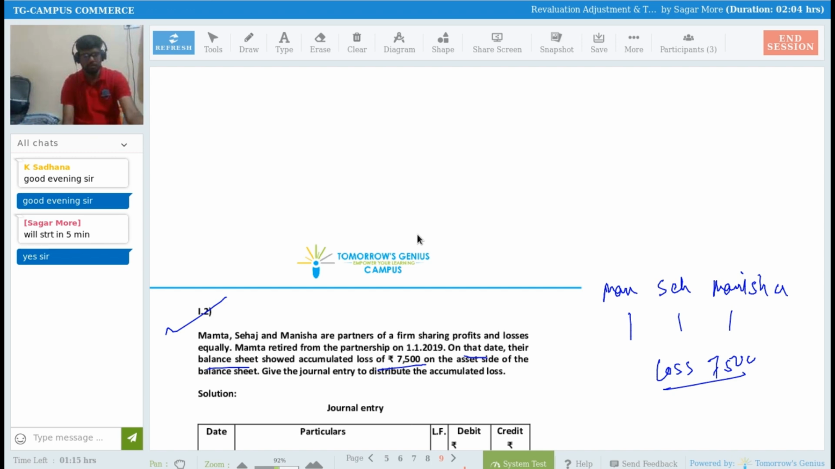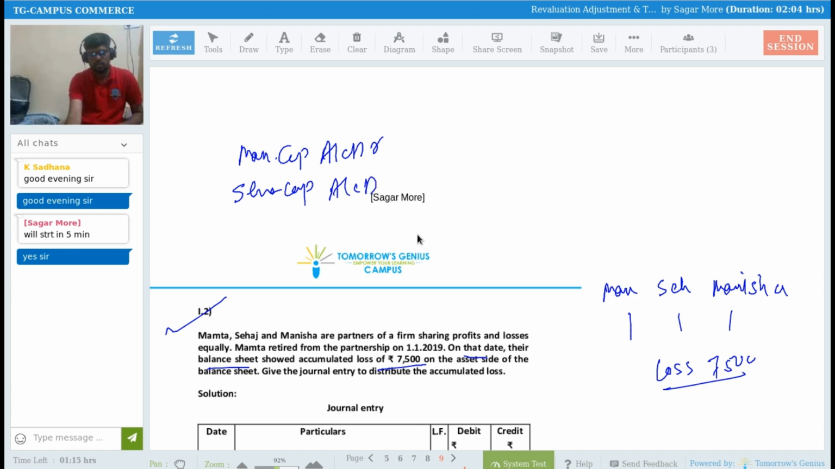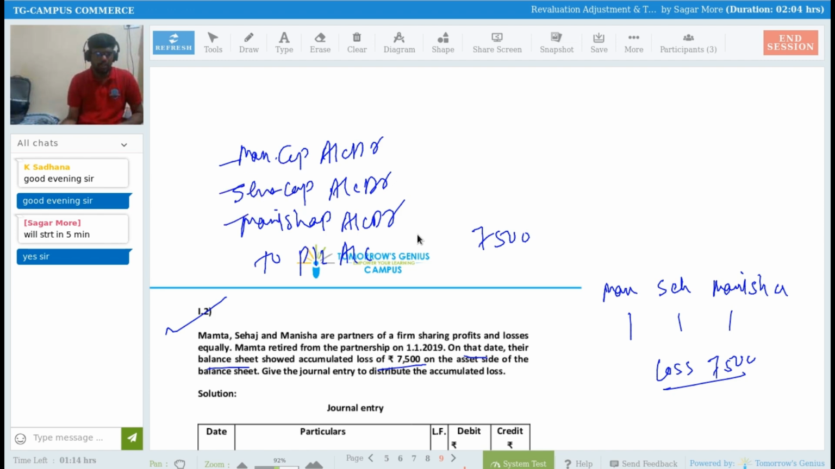Tell me the general entry for distribution of the losses. Mamta's capital account debit, Sehaj's capital account debit, Manisha's capital account debit to profit and loss account balance. The amount is 7,500. We have to distribute it between all three partners as per their ratio, equally. Yes, the ratio is 2,500 rupees each. Simple. Okay.